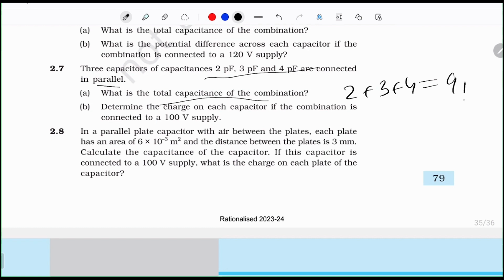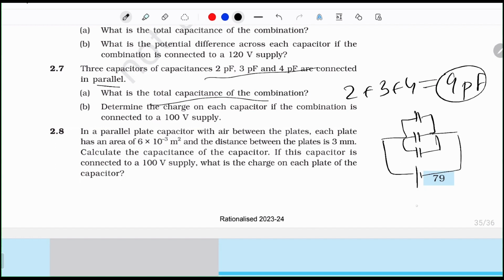That's 9 picofarads. The second question is to determine the charge on each capacitor if the combination is connected to a 100 volt supply. So you have parallel capacitors like this, and it's all connected to a 100 volt supply. So the potential difference across all the capacitors is 100 volts.